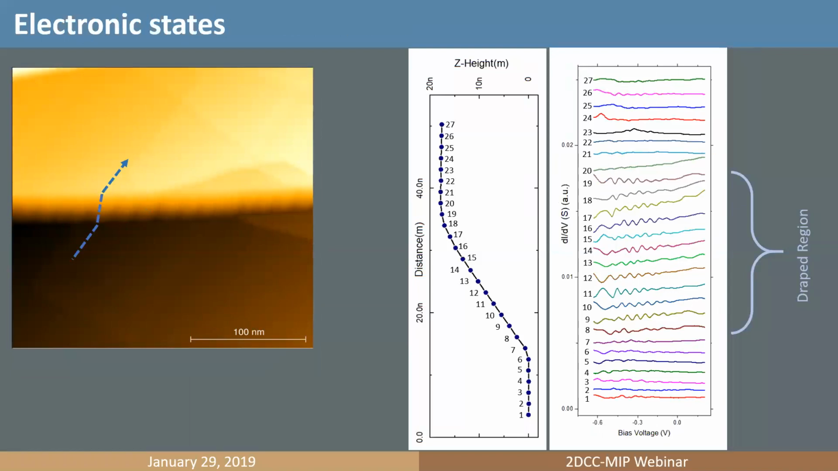Spectra taken on the flat terraces, after we subtract the average, sort of flatten out. That means they're just like graphene. There's no strain, nothing new happening, on the top or at the bottom. Only on the draped region, which is around points 8 to 19, these peaks appear. So this is clearly an effect of strain. But what does this mean?